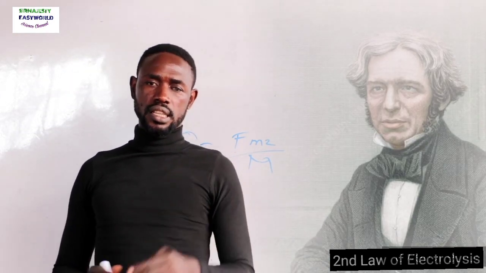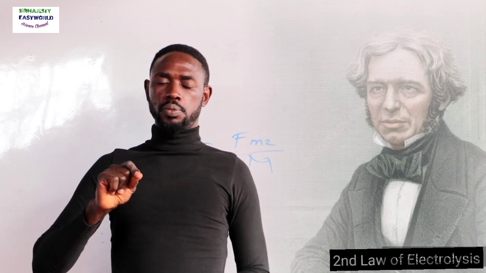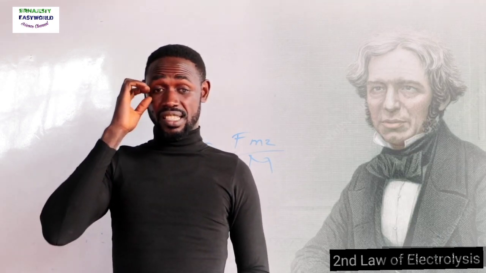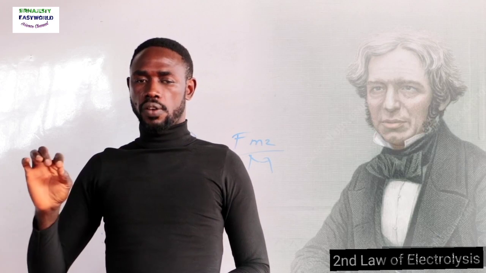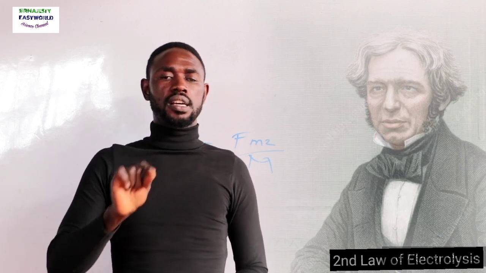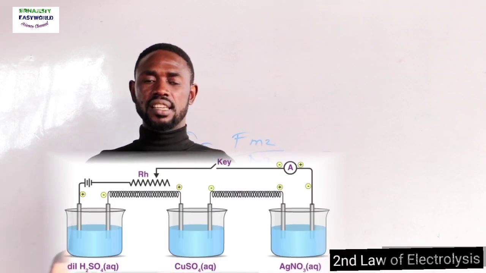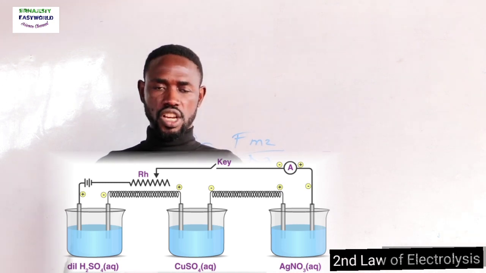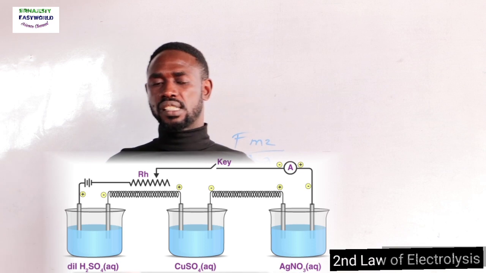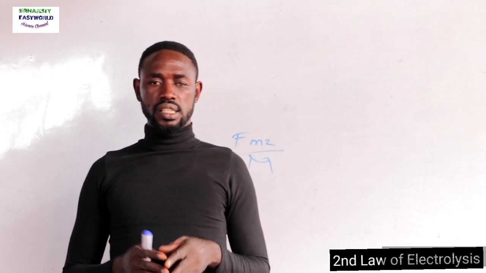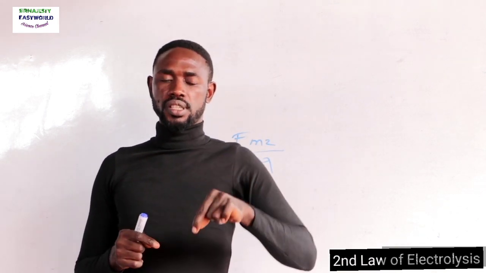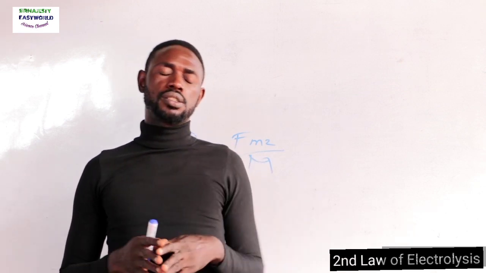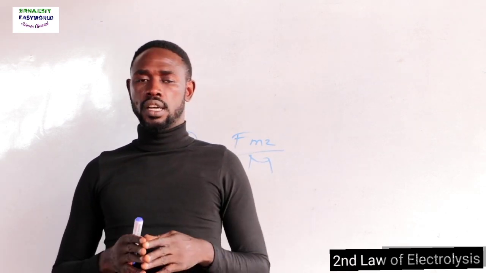The second law states that when the same quantity of electricity, but here they talk about charge because the charge here is still the quantity, is passed through different electrolytes connected in series, the number of moles of the elements discharged is inversely proportional to the charges present on the ions of that element. This will enable you to understand it very well.